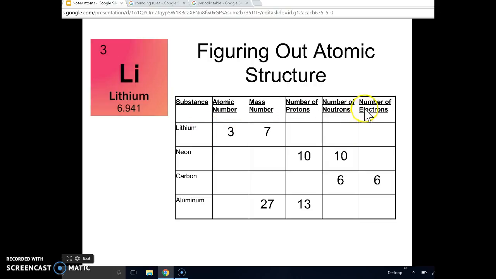Number of electrons has to equal the number of protons, so if the protons equal the atomic number, then the atomic number, the number of protons, and the number of electrons are all 3. Take a minute, fill out the rest of this table. See if you can figure them all out. You can pause this video while you jot this down.